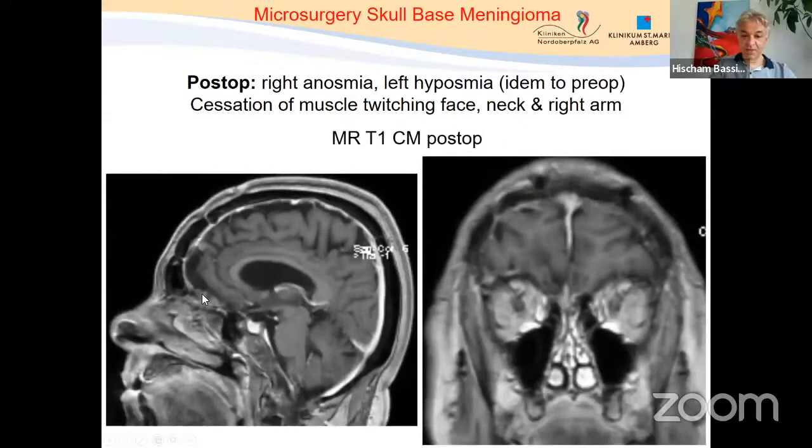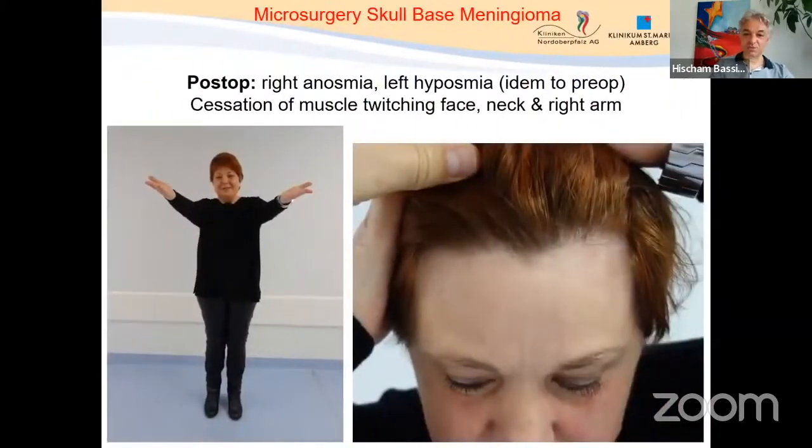And this is the MRI postoperatively, showing complete removal, and interestingly, which I did not expect, a cessation of the muscle twitching. And she had normosmia. She could smell after surgery, so it was not changed in comparison to before surgery. So olfaction was preserved. And this is the cosmetic result, it is quite reasonable.